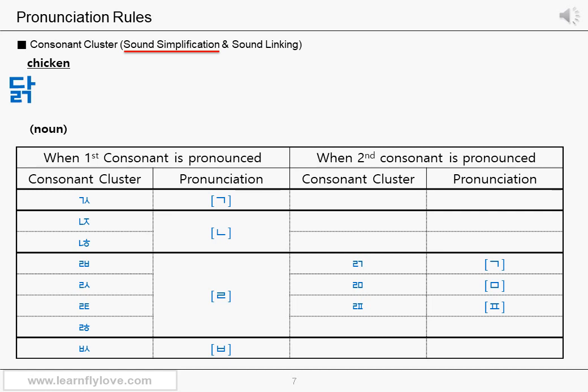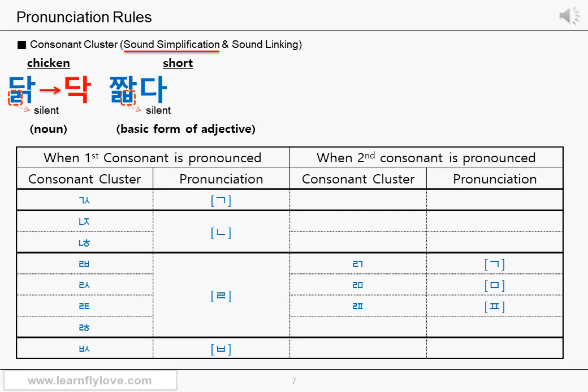And it's read 닭. Therefore, the first L consonant of the consonant cluster is silent. Under what circumstances? Yes, when it is the last letter of a word or when it meets any consonant right after, except the round empty consonant U. Let's see the next example. It's the basic form of an adjective, short. The stem has the consonant cluster L and B. Which one to pronounce? According to the principle that you've just learned, you need to pronounce the first consonant L, and the second B consonant is silent. So you read it 짧다.